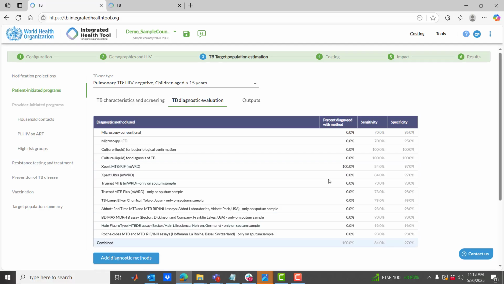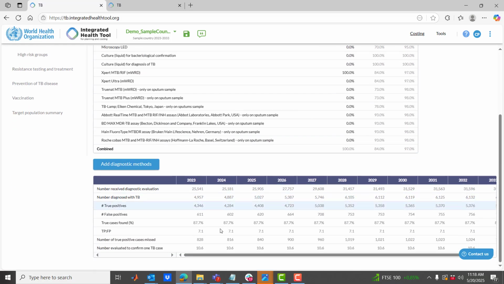The output structure at the bottom of the tab is the same in structure, but values will generally be different, with patient-initiated programs having superior yield and lower NNTT owing to the higher prevalence of TB disease among patients referred for diagnostic evaluation in patient-initiated programs.